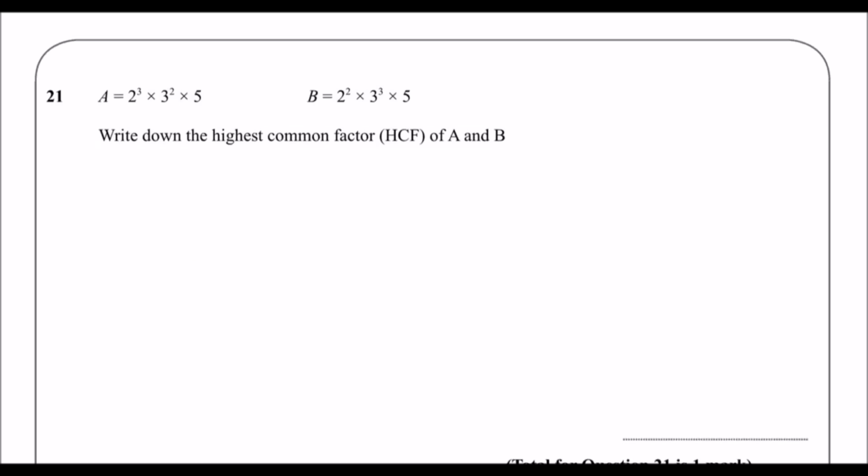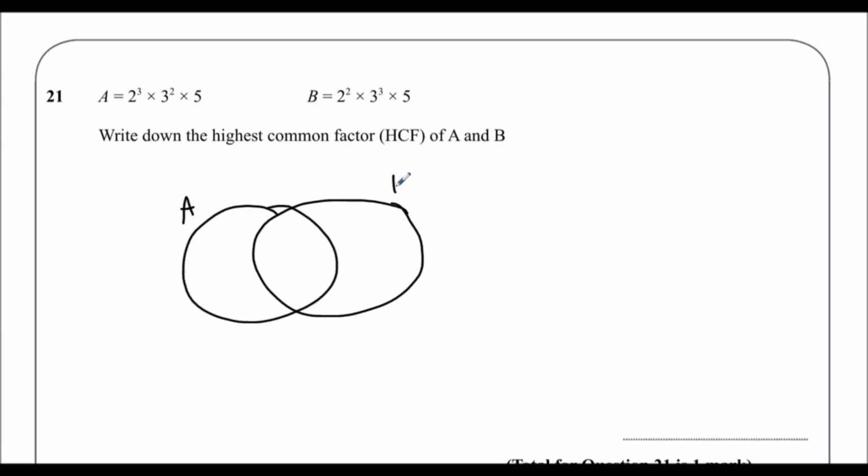Question 21. A is 2 cubed times 3 squared times 5. B is 2 squared times 3 cubed times 5. Write down the highest common factor. So we've already got these numbers written as a product of their prime factors, and we need to know the highest common factor. So what do they have in common? Which prime factors do they both have? They've both got 2 2s, 2 3s, and a 5.